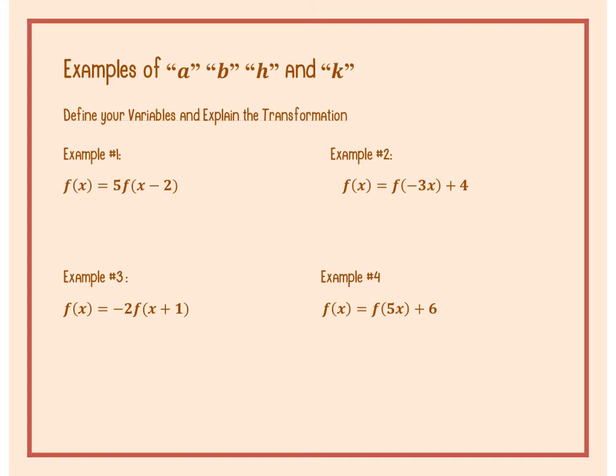So here we're going to include all of them. Most problems are going to have multiple transformations to it. So remember that let's classify if they're A, B, H, or K. If it's in front of your function, and this will never be inside your parentheses, this is an A value. So my A value is a positive 5. Well, what does A5 do? It causes a vertical stretch of 5.